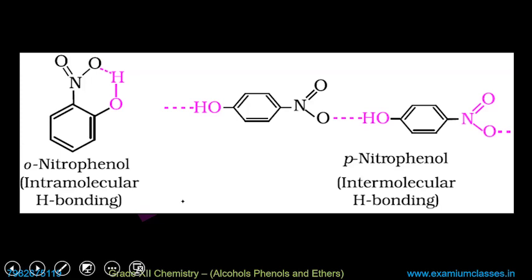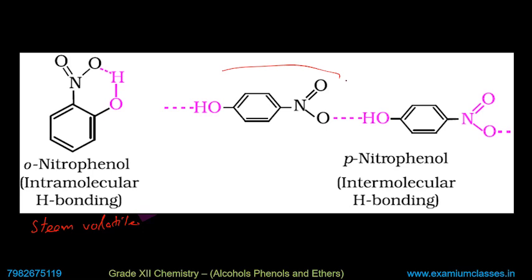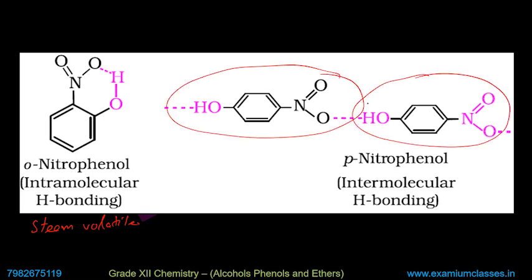So this is the reason here hydrogen bonding will be within the molecules. So two molecules will not be attached with great force. So that's why low boiling point. So it is steam volatile. But here it is difficult to remove these two molecules from each other because they are hydrogen bonded. So not so volatile. Not steam volatile. So that's why these can be separated.